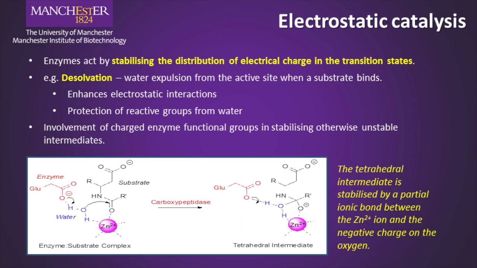So the involvement of charged enzyme functional groups in stabilizing otherwise unstable intermediates is a key part of the catalytic strategy. And again, we can see that, for example, here in the reaction catalyzed by carboxypeptidase, where the tetrahedral intermediate is stabilized by a partial ionic bond formed between the zinc ion and a negative charge on the oxygen that forms during the reaction cycle.